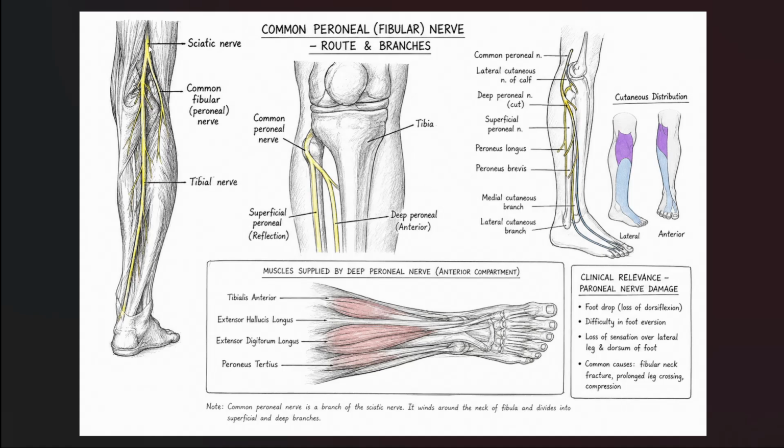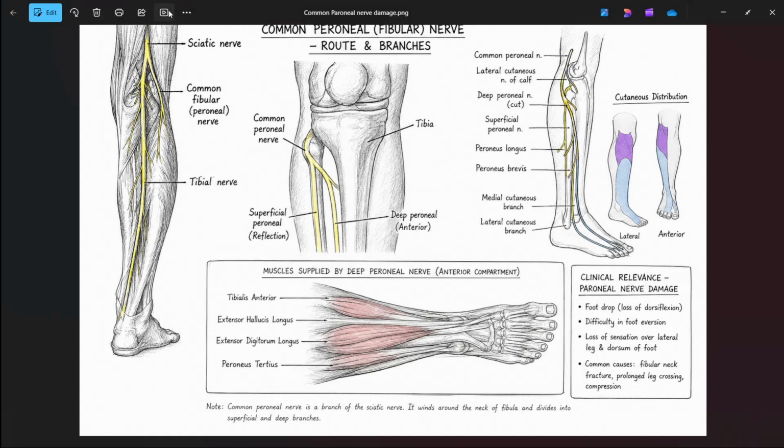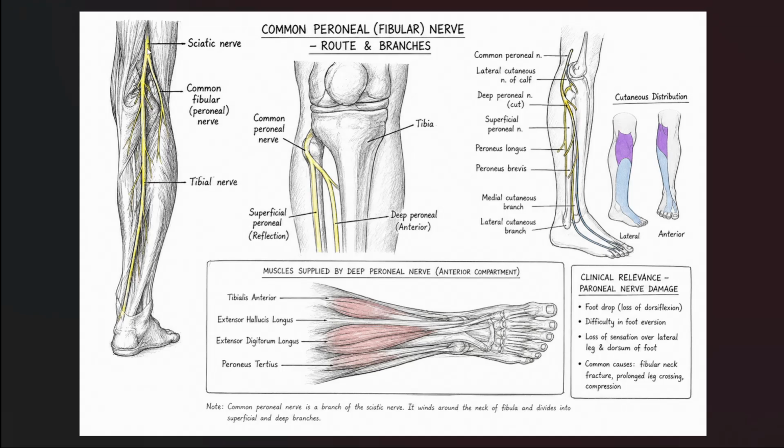So basically it's a branch of the sciatic nerve. The sciatic nerve, after coming down on the back of the leg, winding around the upper thigh, goes down in the popliteal fossa, where it divides into the posterior tibial nerve and the common fibular nerve, which is also called the common peroneal nerve. So this then winds out.